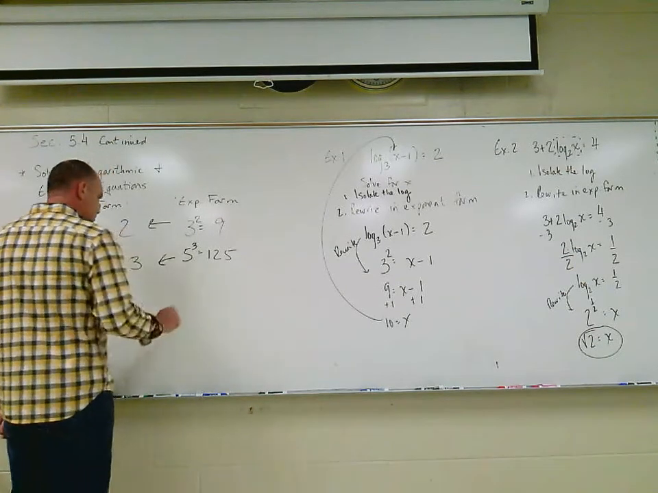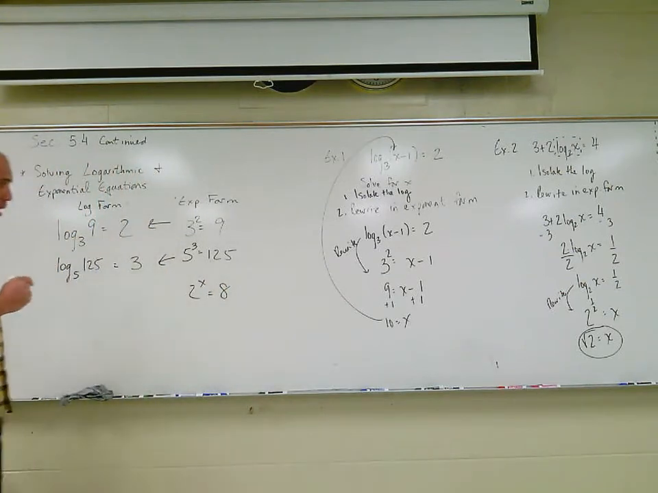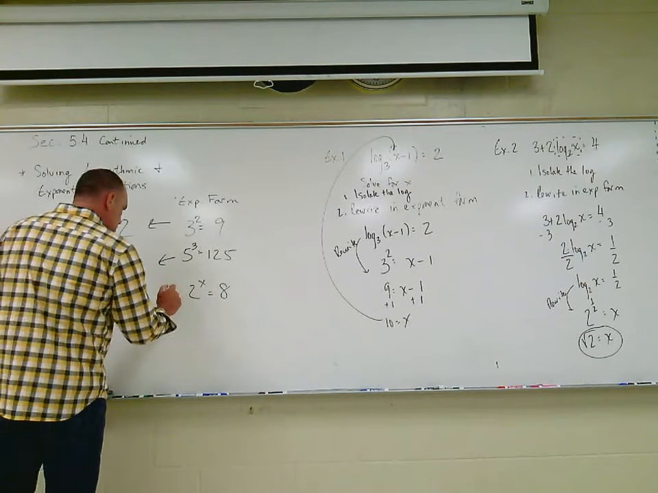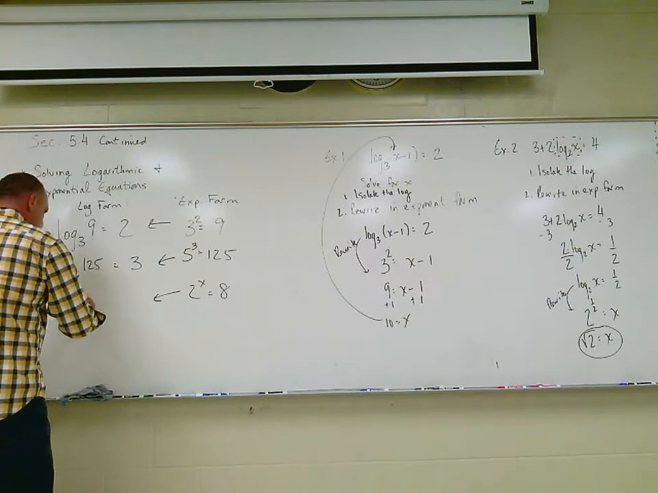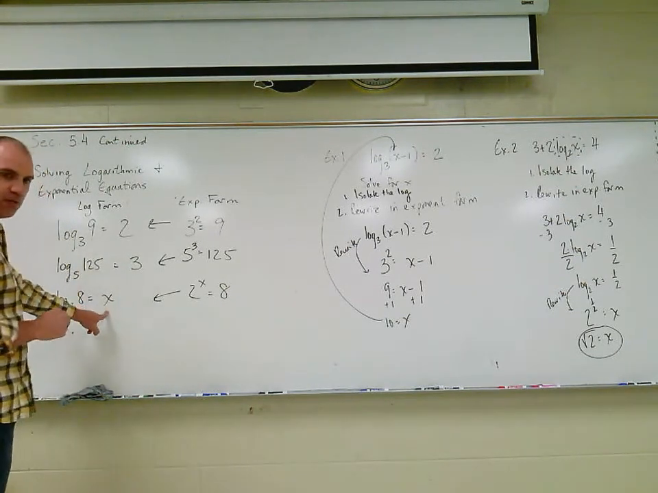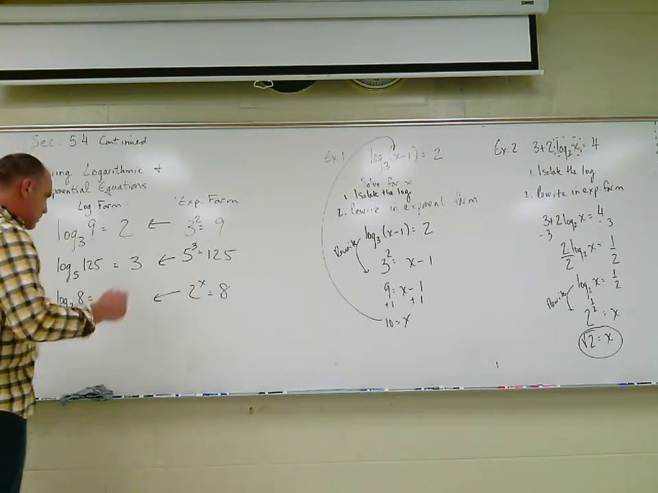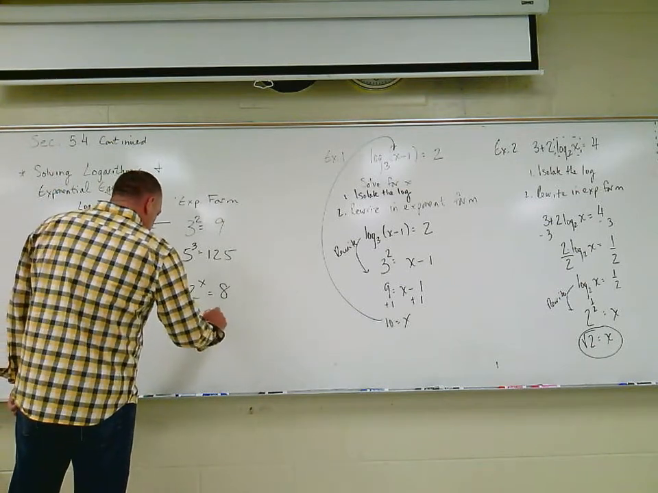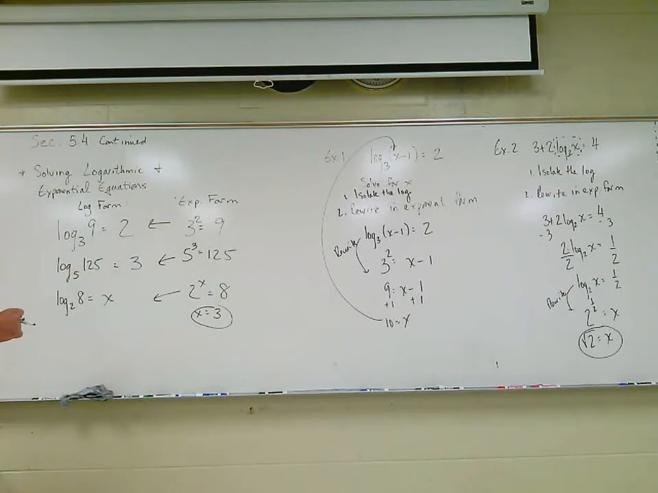But my point is, if I had 2 to the x equals 8, I could write that as a logarithm, log base 2 of 8 is equal to x. And now I've solved for x. Hopefully you know the answer anyway, that x is 3, right? But this is a way to get x by itself.